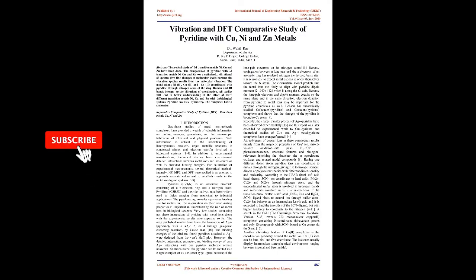Vibration and DFT comparative study of pyridine with Cu, Ni, and Zn metals. Abstract: A theoretical study of 3D transition metals Ni, Cu, and Zn has been done. The comparison of pyridine with 3D transition metals Ni, Cu, and Zn was optimized. Vibrational spectra give fine changes at molecular levels because the vibrational spectra result from molecular vibration.